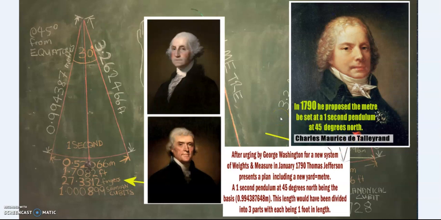that the metre be set at a 1 second pendulum at 45 degrees north, this very well nearly became the official metre, and it nearly became the official US yard. So that would have been 3 feet, or 1 US yard, almost became this particular measurement.